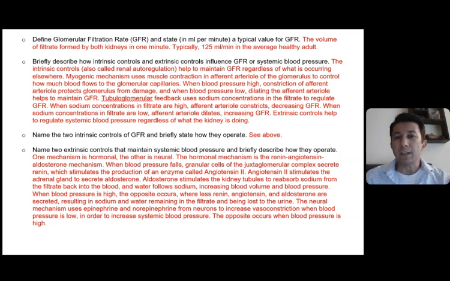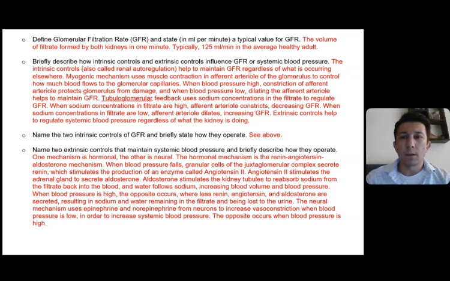So we saw that the two intrinsic controls of GFR were the myogenic mechanism and the tubular glomerular feedback, as I mentioned already. And now we'll examine the two extrinsic controls in the last bullet point here before we scroll down to other topics. The two extrinsic controls that maintain systemic blood pressure are a hormonal control and a neural control. The main hormonal mechanism is the renin-angiotensin-aldosterone mechanism, which we'll examine in a little bit more detail when we get to the endocrine module in Module 7.